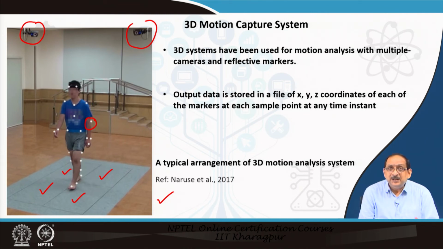So, the 3D motion capture system used for motion analysis consists of multiple cameras, reflective markers, as well as the force platform or the instrumented walkway. The output data is stored in a file of x, y, z coordinates of each of the markers at each sample point at any instant of time.